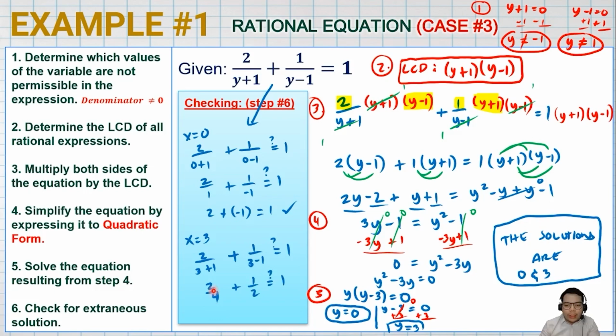Check natin. So, try natin. Kuhain natin lowest term nito. Magiging 1 half plus 1 half. Is it equal to 1? Siyempre, kalahati plus kalahati, 1 half. So, the two solutions are correct. Okay, let's try to have another rational equation para mas maintindihan pa natin yung steps na sinusunod natin in solving this one.